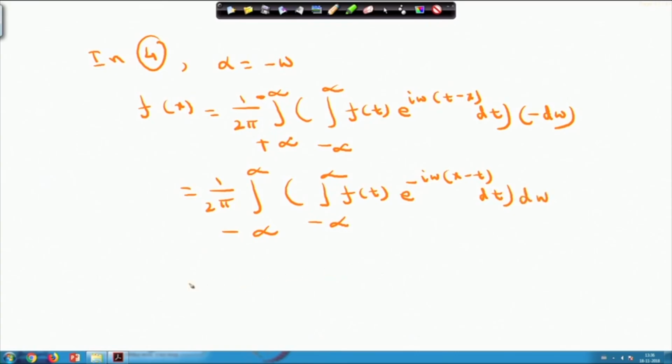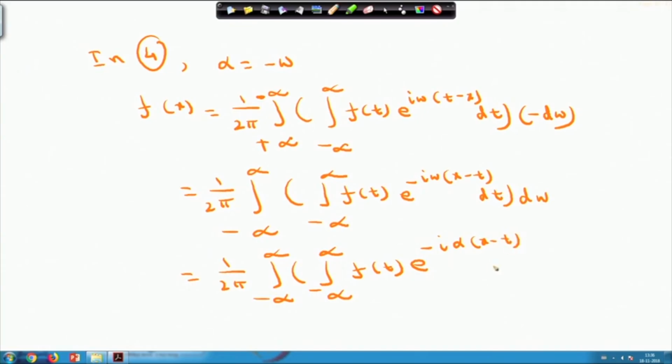And this equals 1 by 2 pi, integral from minus infinity to infinity, this minus infinity to infinity of f(t) e^(minus i alpha (x minus t)) dt d alpha. Simply I am replacing omega by alpha, nothing else I am doing. So, this equation is 4a.